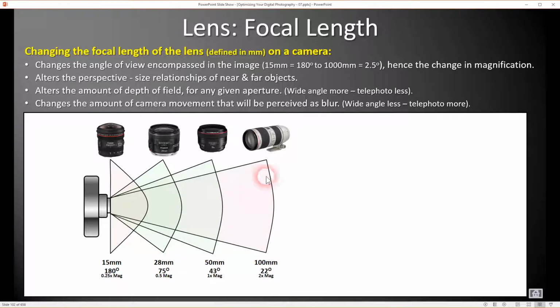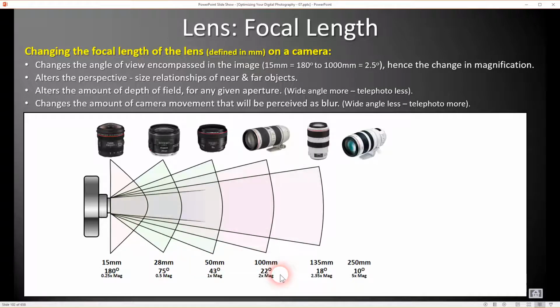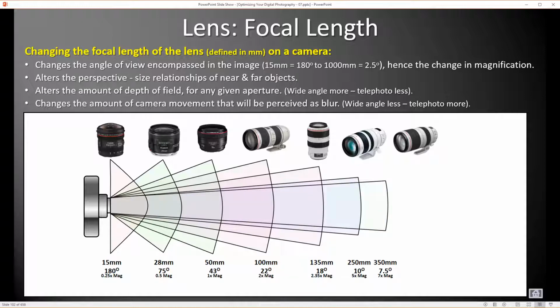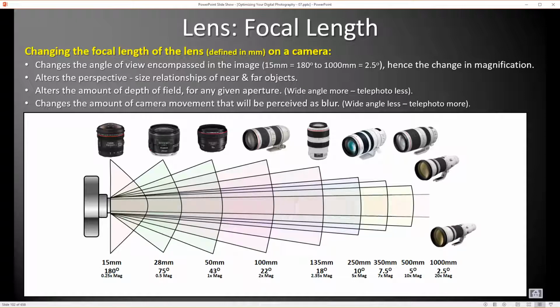100mm is half the angle of view of a 50mm. Okay, 135, 250. And of course there's a whole range of different focal lengths in between these illustrated, all the way up to maybe 1000mm. Some manufacturers produce those.